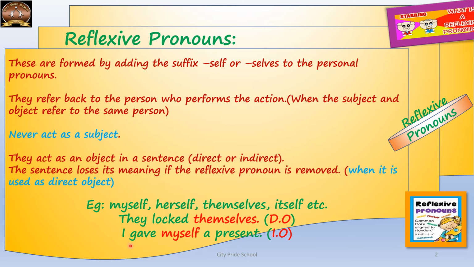Now take the second sentence. I gave myself a present. I gave what? A present, right? A present is the direct object. And to whom? Myself. So myself is acting as an indirect object, right? Now if I remove myself, the sentence is not going to lose its meaning. It will still have a meaning. Yes, I would say the sentence will have an incomplete meaning because we are not getting the answer to whom. We are just getting the answer to this question, I gave what? But not I gave to whom, right?